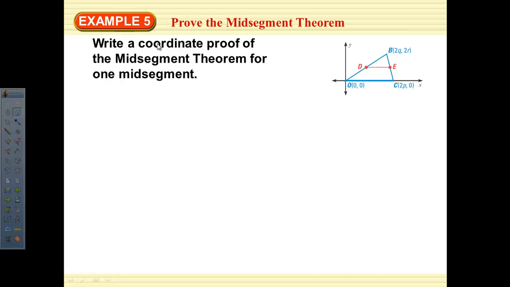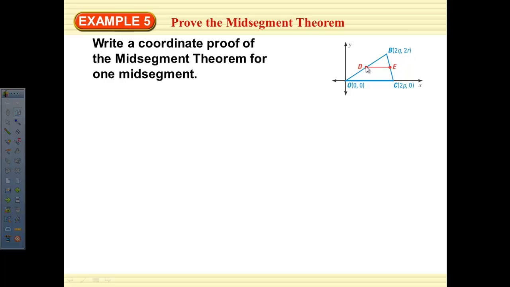And now we want to write a coordinate proof for the midsegment theorem, for one midsegment rather. So we've got D here and E here. And since we want to just choose a random triangle, we chose a scalene triangle. And if you notice, the letters that they use, they didn't just use p, they use 2p, because we know we're going to need to find midpoints. So if we divide by 2, the 2's will cancel out. And similarly, we've got 2q and 2r. Remember, 2q will be the distance from here to here, and 2r will be the distance from down here all the way up to there. So that's where we get the 2q, 2r.